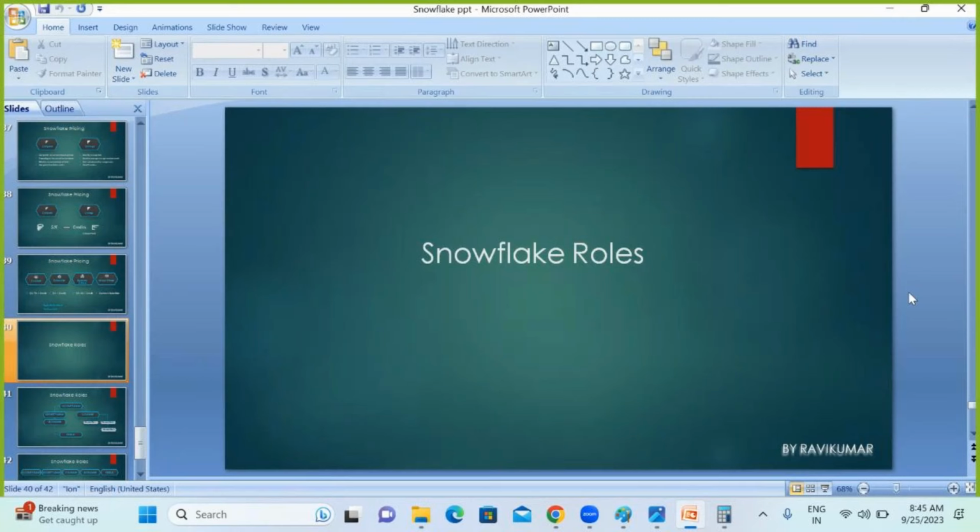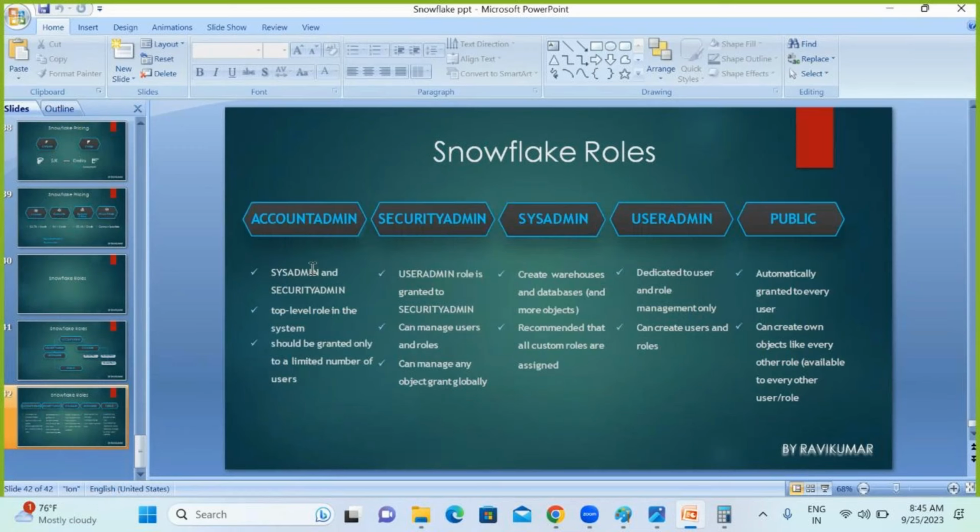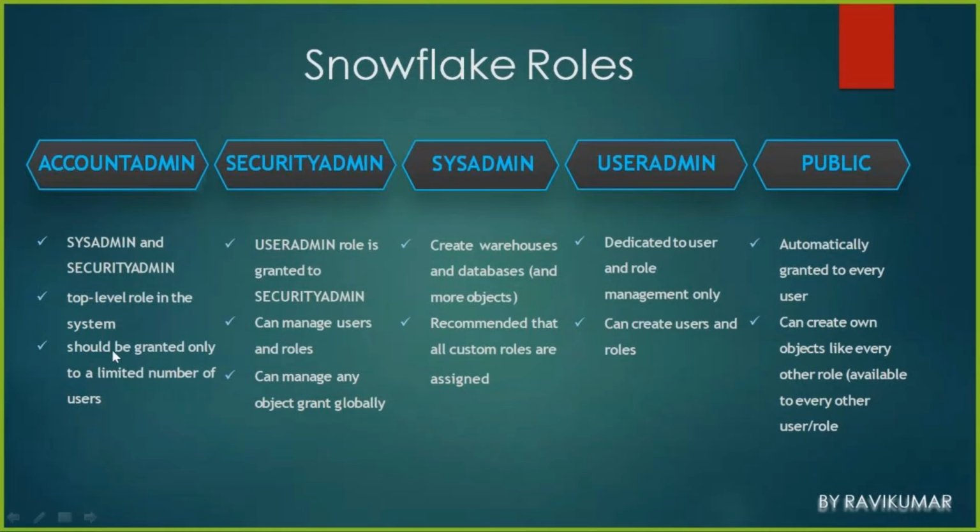Next is Snowflake roles. These roles are there. The highest privilege is ACCOUNTADMIN. Our overall classes will be done with ACCOUNTADMIN only. After that, I will show you some differentiation between these roles also. ACCOUNTADMIN, SECURITYADMIN, USERADMIN, PUBLIC, and SYSADMIN. The highest privilege is ACCOUNTADMIN, which is a combination of SYSADMIN and SECURITYADMIN. It is the top-level role in the system and should be granted only to a limited number of users.